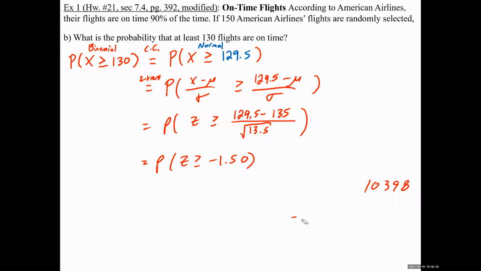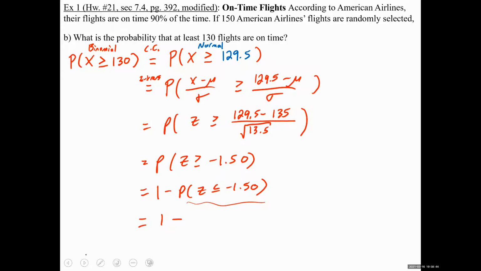Okay. Now, what's the z greater than problem? How do you do a probability z greater than something? You have to use a formula. The formula is 1 minus probability z less than the number. And then the less than, you can look that up in the table. So it's a negative number. Look it up in the negative side of the z table.